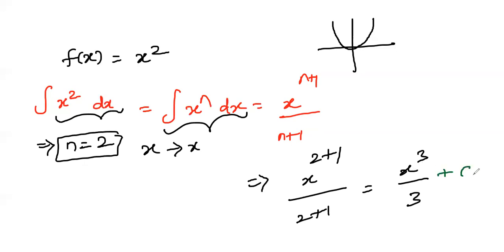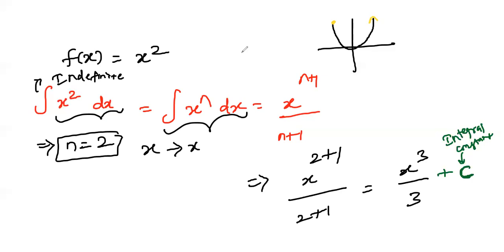And you have to put plus c. The c is nothing but the integral constant, and this kind of integration is known as indefinite integral. Indefinite means we are not sure about the starting point and ending point. We know this curve, but we are not sure where this curve starts and where it ends.